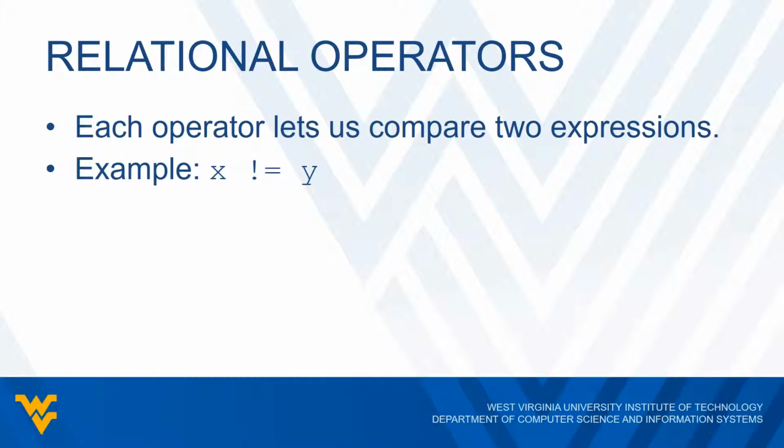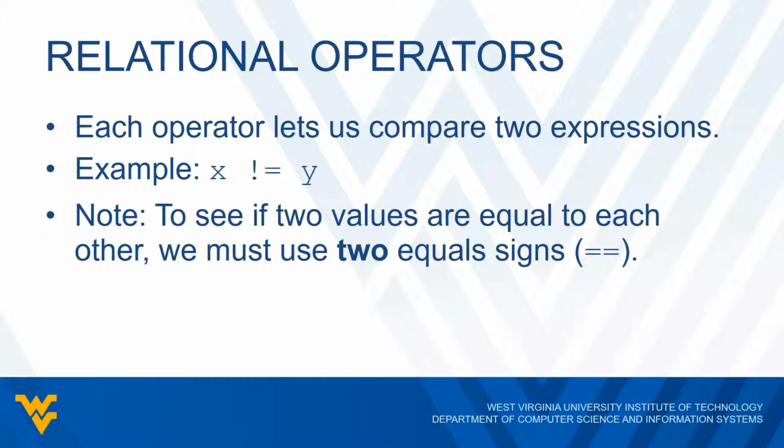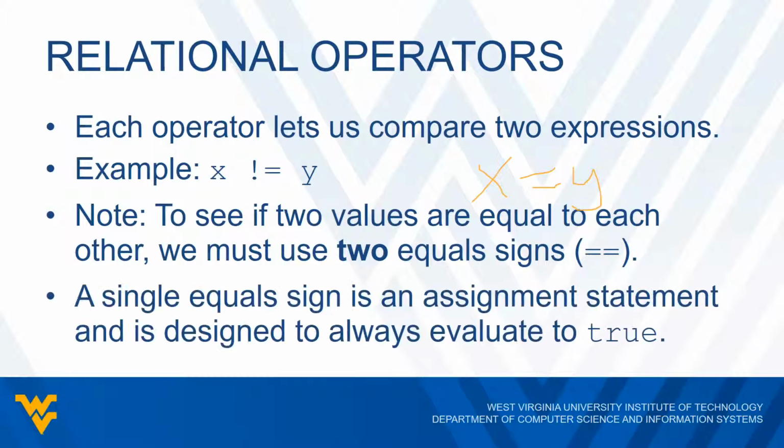Now for equality, I want to make sure we're very clear that we need to use 2 equal signs. We need to use double equals, 2 of them, as in 1, 2, both of them. Because what would happen if we try to do a single equal sign? What if I try to do something like x equals y? Would that check for equality? Not quite. This is our assignment statement. Remember, what this is saying is I take whatever is in y and I store it in x.